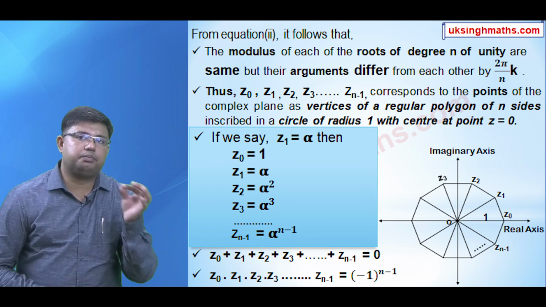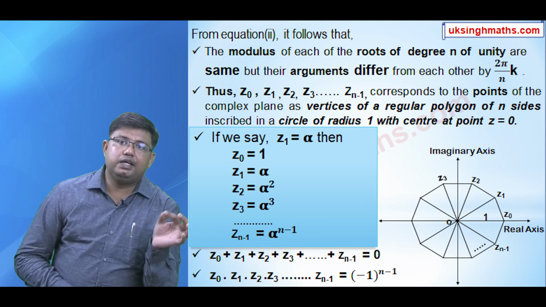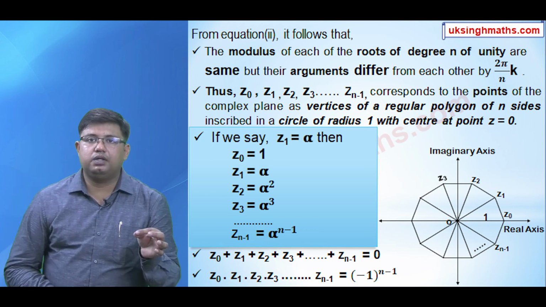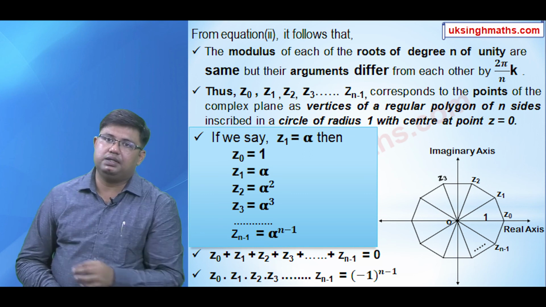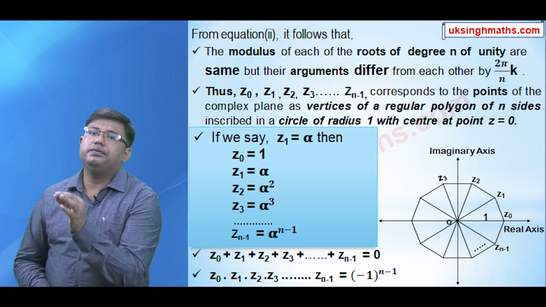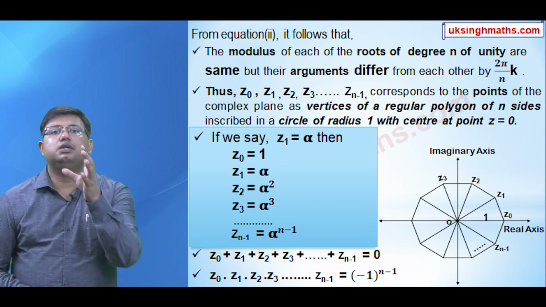Now let us see two more properties. The sum of the n roots of unity is equal to 0, that is z0 plus z1 plus z2 plus up to zn minus 1 equals 0. And next, the product of these n roots of unity is equal to minus 1 to the power n minus 1.